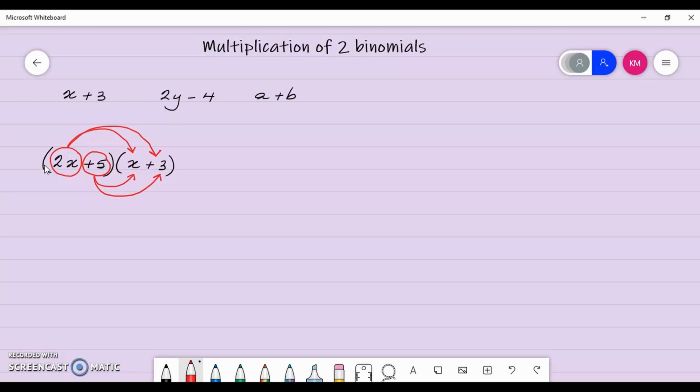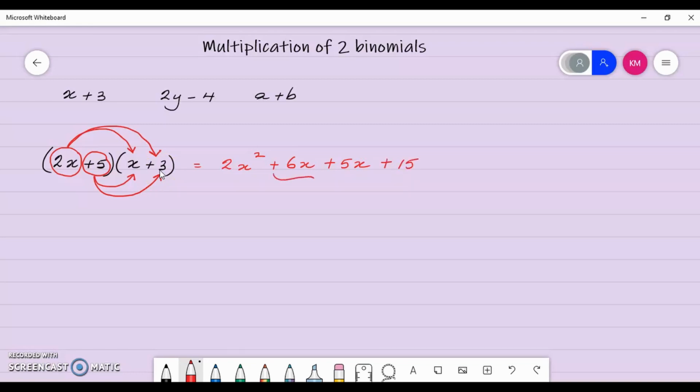So I'm going to get 2x multiplied by x to give me 2x squared, and using that same term I have to multiply it by 3 to get 6x. Now I move on to my other term in that same first binomial. So I take positive 5, I multiply it by x, I get positive 5x. And I take positive 5 and I multiply it by positive 3 to get positive 15.